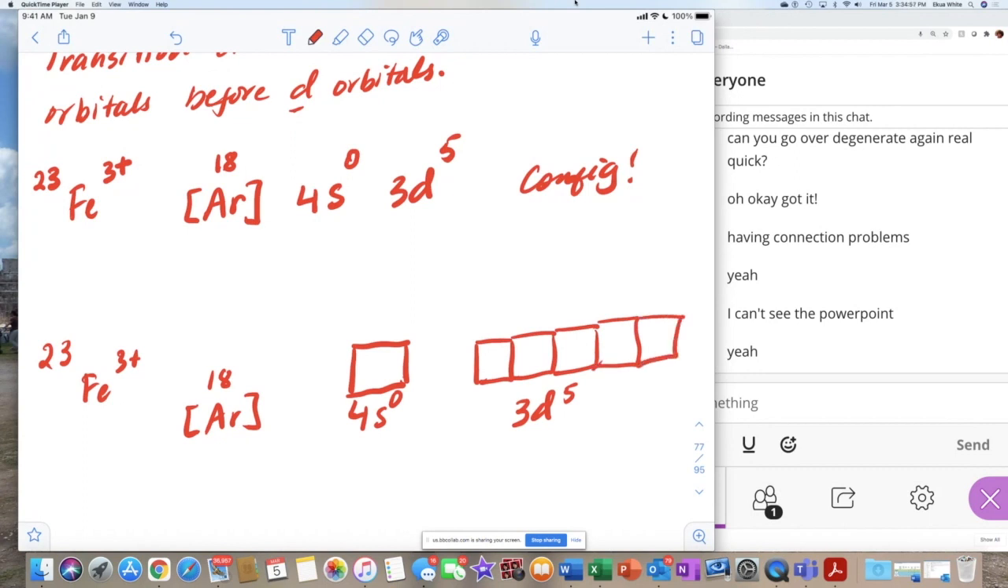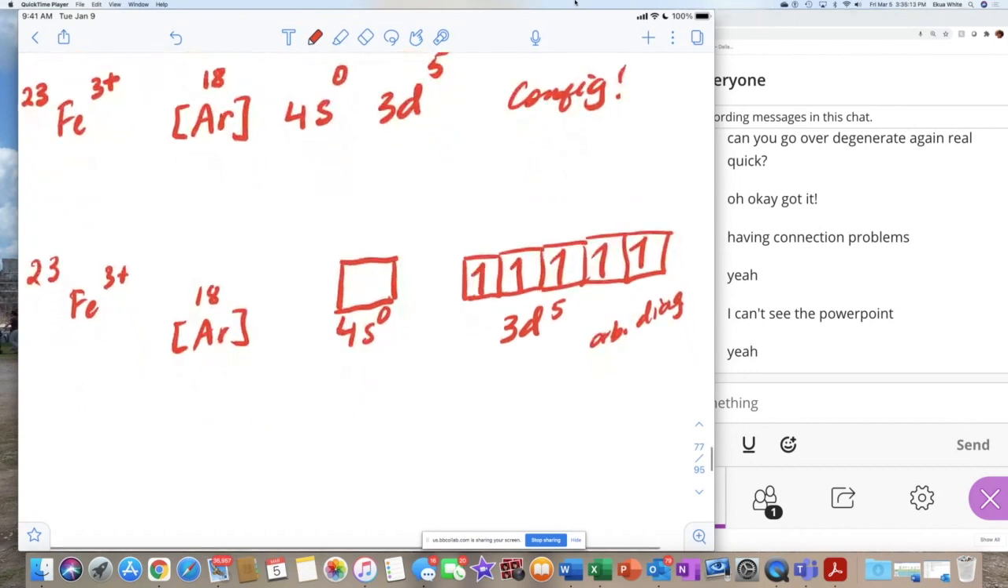Got it. Okay. Remember, was it Hund's rule where you have to fill in one orbital before you pair? Up, up, up, up, up. There. This is our orbital diagram. So I'll call it right here. Orbital diagram.